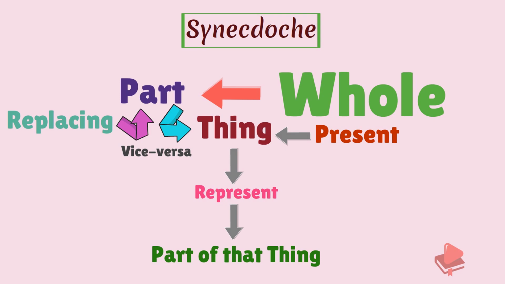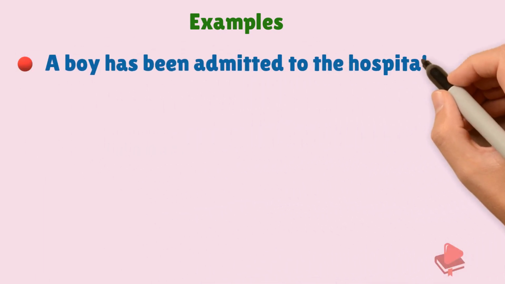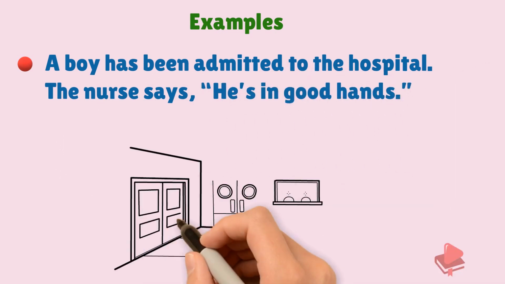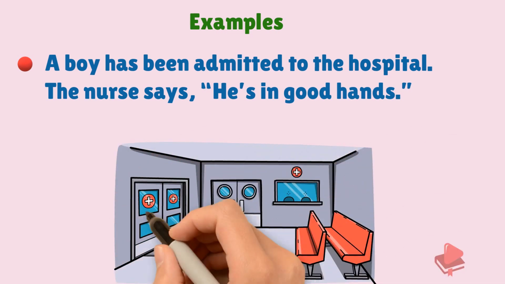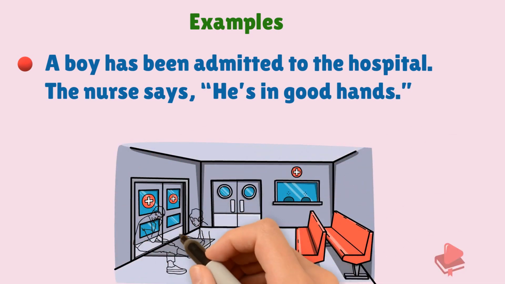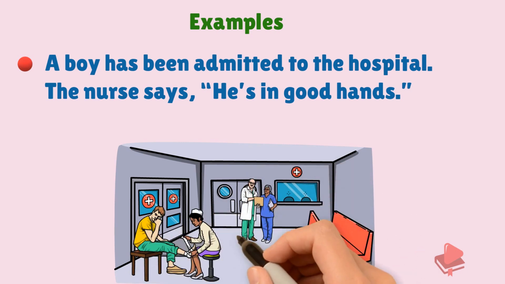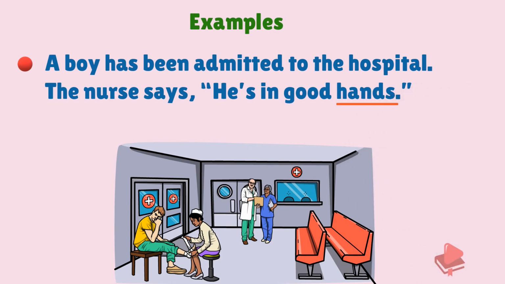Let's understand with an example wherein a part is used to represent the whole thing. A boy has been admitted to the hospital. The nurse says he's in good hands. The boy is not literally being taken care of by 2 hands. Rather, he's being taken care of by the entire hospital system, including nurses, assistants, doctors, and many others. Here, hand represents the entire hospital system. Hand is just a part of the hospital, but it is used as the hospital itself. So, synecdoche is used here.